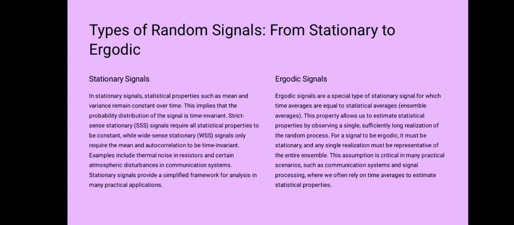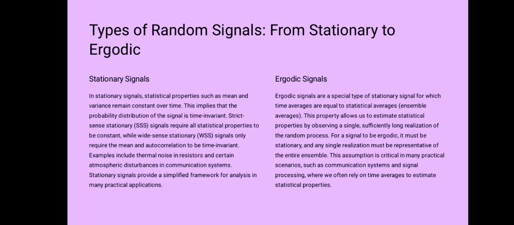There are different types of random signals, including stationary and ergodic signals. A stationary signal maintains constant statistical properties over time, meaning its mean and variance do not change. On the other hand, an ergodic signal is a type of stationary signal where time averages are equal to statistical averages, allowing us to analyze it using a single realization. For example, thermal noise in resistors and atmospheric disturbances in communication systems are considered stationary signals.